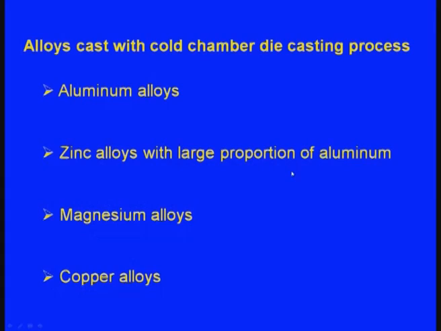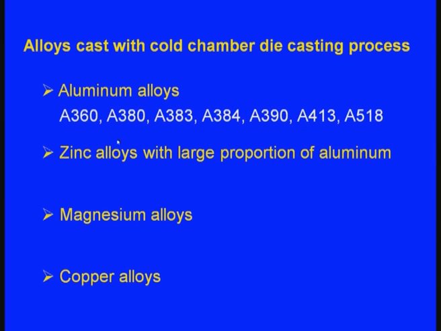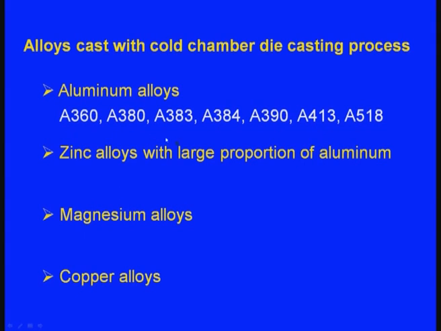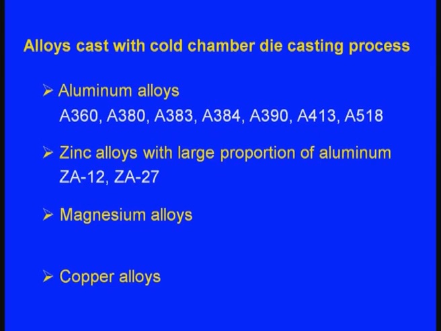Now, let us see the alloys cast with the cold chamber die casting process. A360, A380, A383, A384, A390, A413 and A518. So, these are the alloys which are cast using the cold chamber die casting process. Next one, what are the zinc alloys? Among the zinc alloys, ZA12 and ZA27 are cast using the cold chamber die casting process.